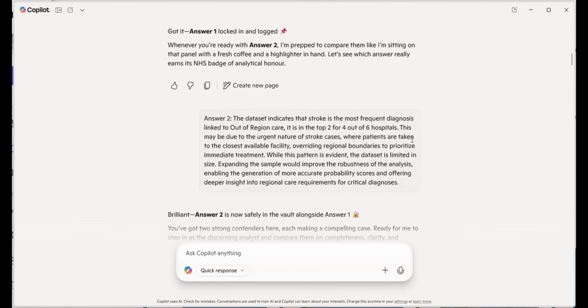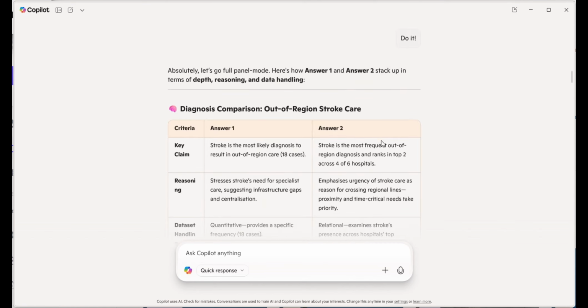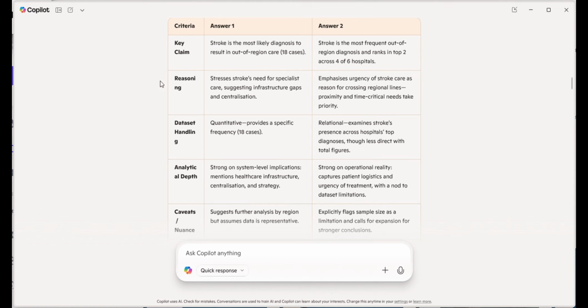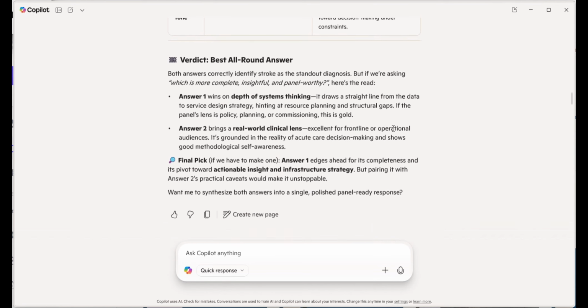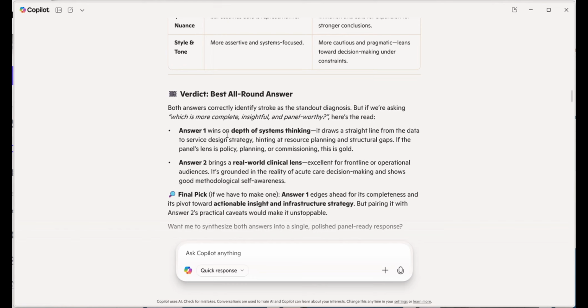Okay, let's get a little bit of feedback as to why ChatGPT took that first round. So CoPilot gives us a little bit of a breakdown table of the different criteria points it was looking at. It noted that we both got the same answers, but let's just go to the verdict. So in ChatGPT, which was answer 1, I tried to create this distinction so it didn't show any AI favoritism. It highlighted that it had a better depth of system thinking, while in my one it highlighted that I brought some real-world clinical lens to my answer.